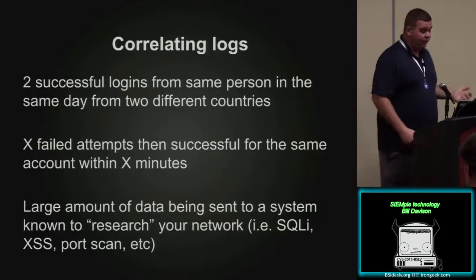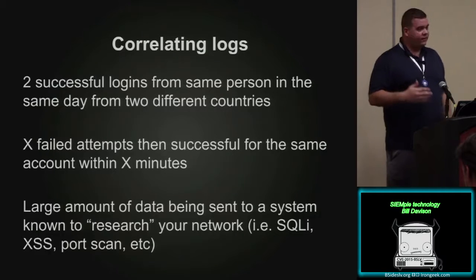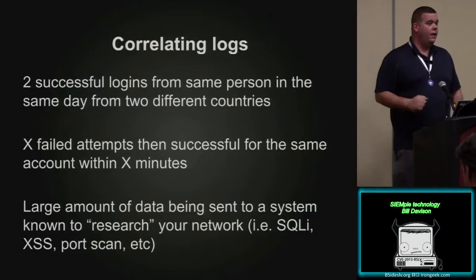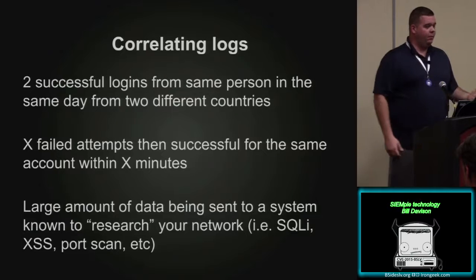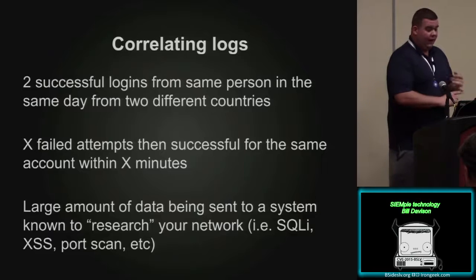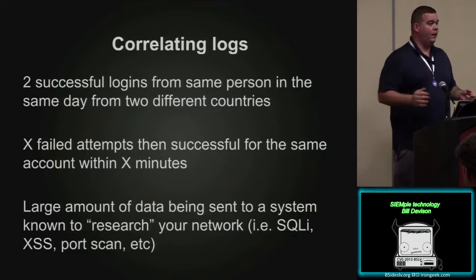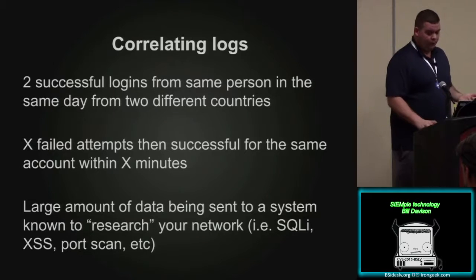Some of the other things are a good number of failed attempts trying to access a server via SSH, with then a followed-up successful attempt from that same IP address. Probably an issue there. Last but not least, a little more difficult, but you can also do some things such as if you see an Nmap scan on your environment or SQL injection, and then you see a large amount of traffic leaving your environment towards that same place, that's another thing you can be alerted on.